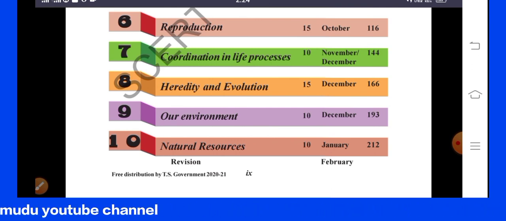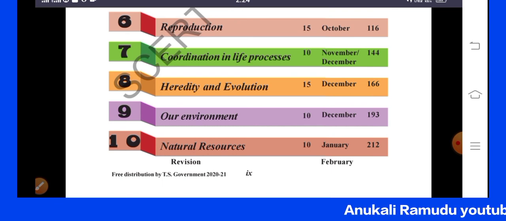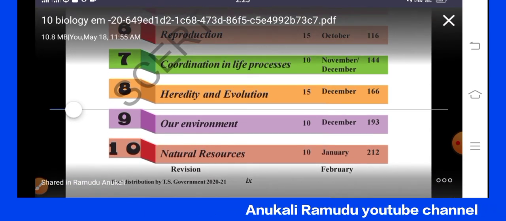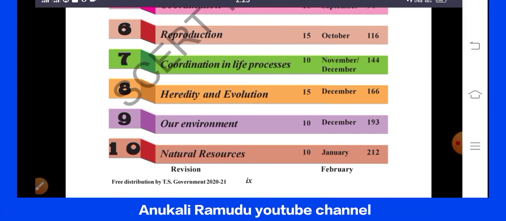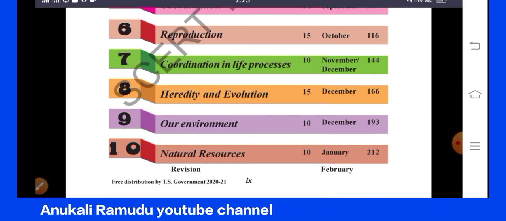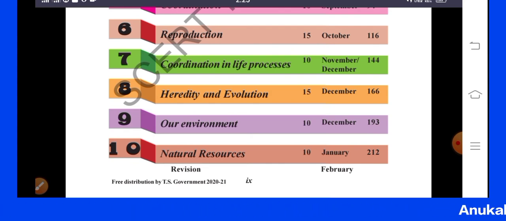And lastly, natural resources. Let us know what resources are. Resources are materials which are present in abundance, and as they occur in nature, they are called natural resources. Examples of natural resources: petrol, kerosene, diesel, and plants, animals, soil, water.